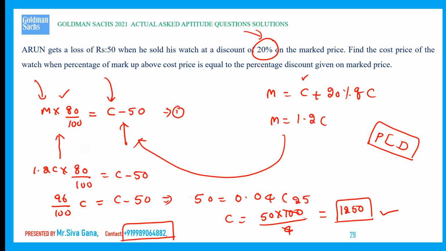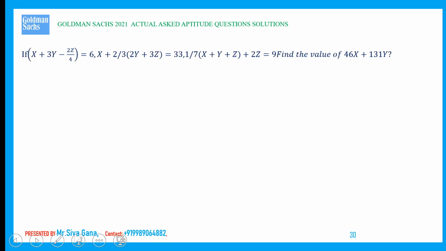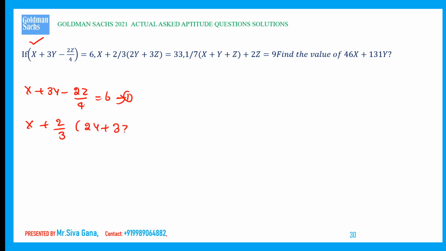Next question. Just algebraic identities. First equation is x plus 3y minus 2z by 4 is equal to 6. Let us say equation 1. Then x plus 2 by 3 into 2y plus 3z is equal to 33. Let us say this is equation 2. Then 1 by 7 into x plus y plus z plus 2z is equal to 9. This is equation 3.